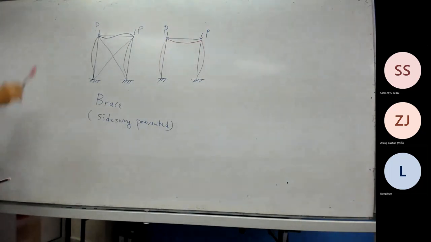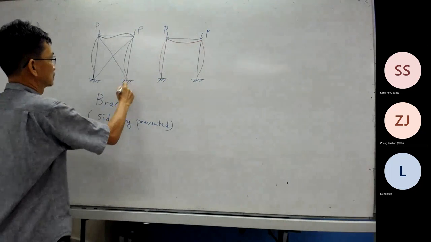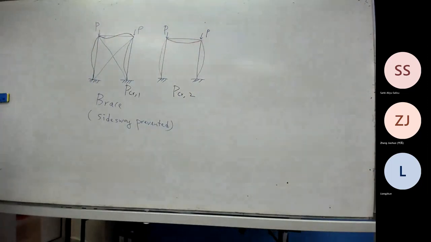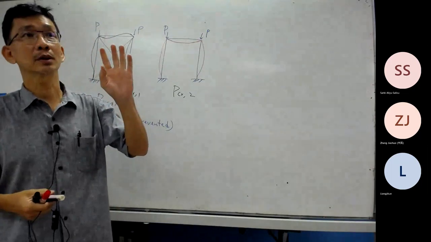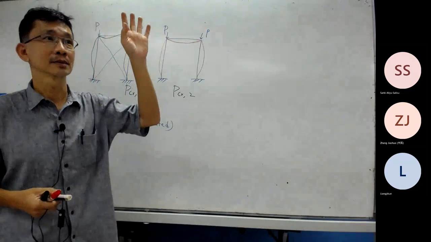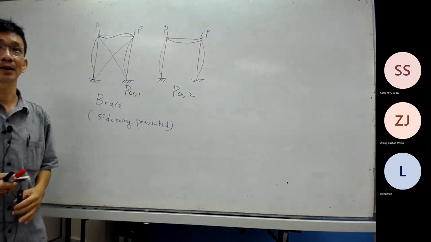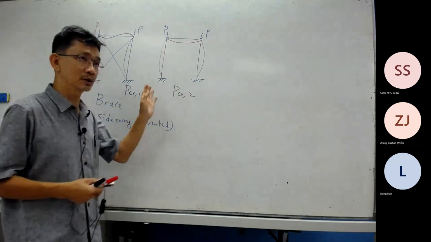Now, the question is, which one will happen first? Which one is the P critical here, or the P critical here? Which one is lower, the one or the two? You said two. Two or one? This one is lower or this one is lower? You said same. You said two is higher than one. Any other answer?